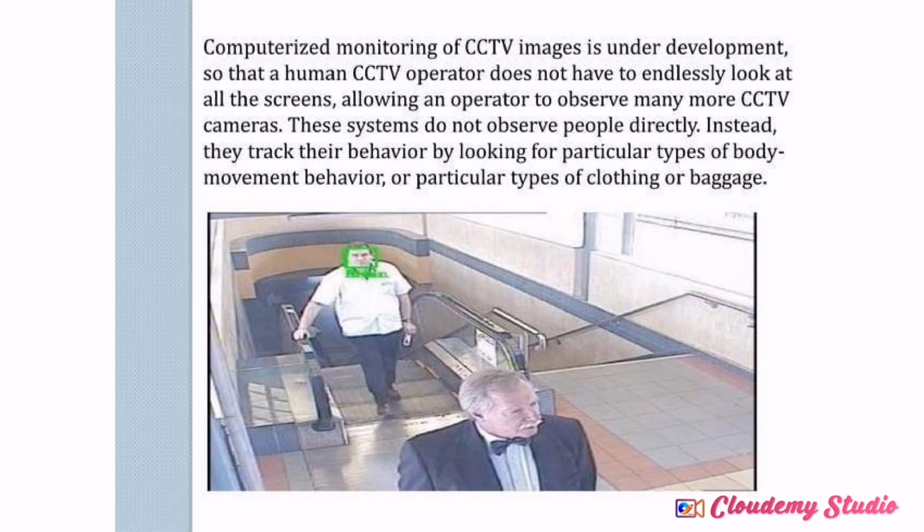So here is where it says computerized monitoring of CCTV. Computerized monitoring of CCTV images is under development, so that a human CCTV operator does not have to endlessly look at all the screens, allowing an operator to observe many more CCTV cameras. This system does not observe people directly. Instead, they track their behavior by looking for particular types of body movement behavior, or particular types of clothing or baggage. So what are they trying to explain here?